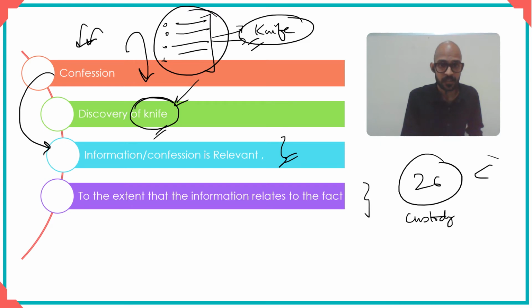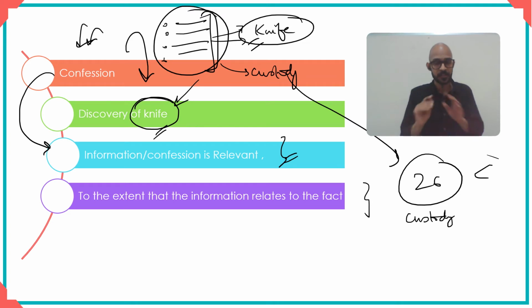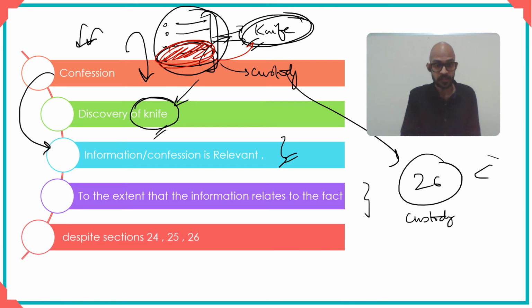So what we'd seen was, suppose somebody makes a confessional statement in the custody of the police, then that is hit by section 26. It is not relevant. However, whatever points he says, let us say two of these points, relate to a fact that is discovered as a consequence of what he said. In this case, they found the knife, the murder weapon with which he had killed. Then those two pieces, or that extent which relates to the discovery, continues to remain relevant. And therefore, as you can see, it acts as a proviso to sections 24, 25 and 26.